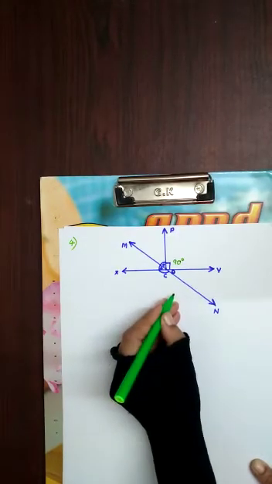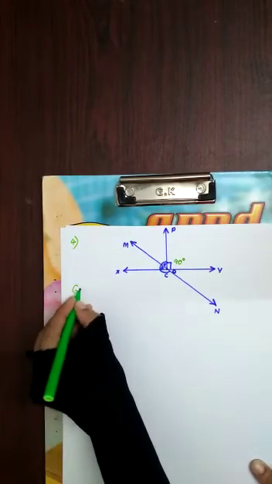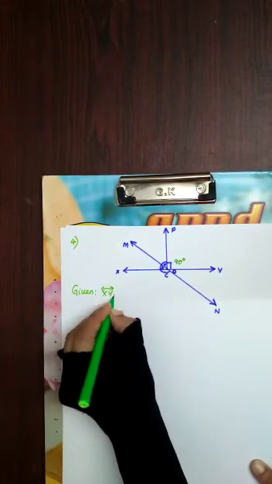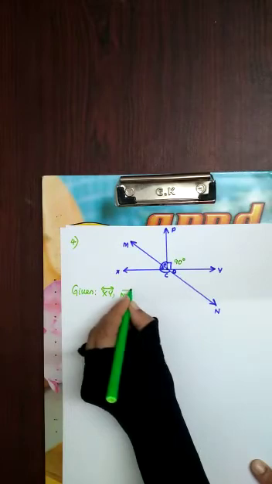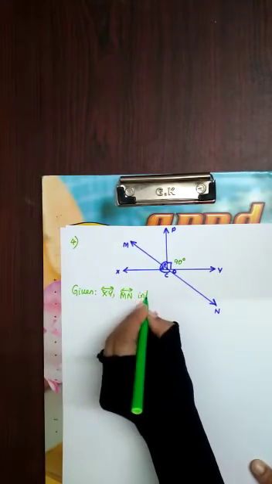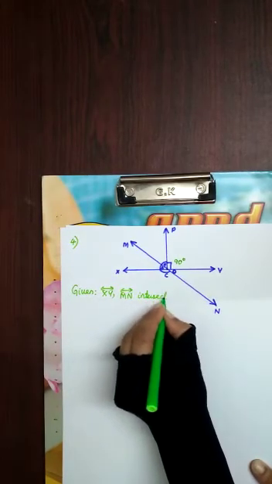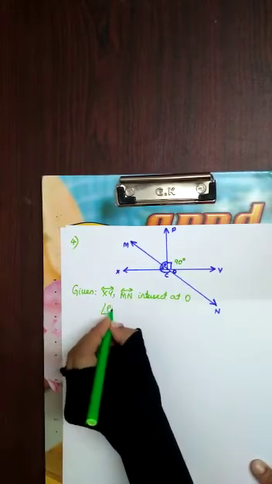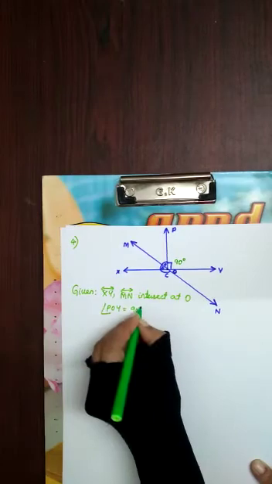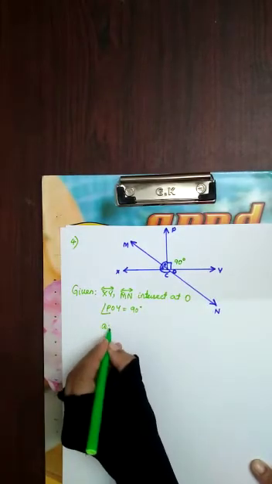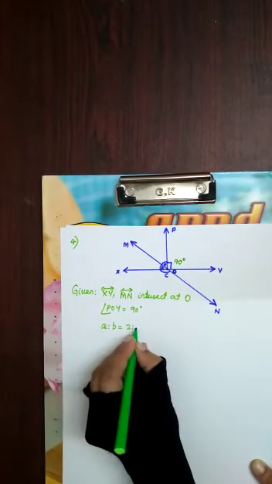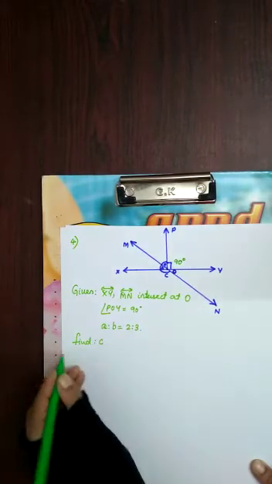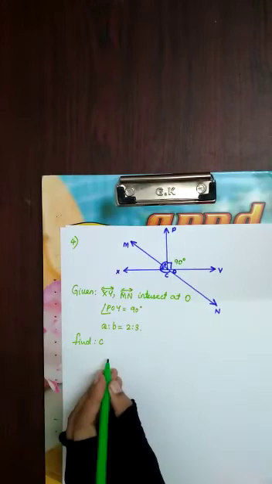Okay, children. So let us write what is given to us. It's given XY and MN intersect at O. Angle POY is equal to 90 degrees and they also gave A is to B is equal to 2 is to 3. They are asking us to find C.